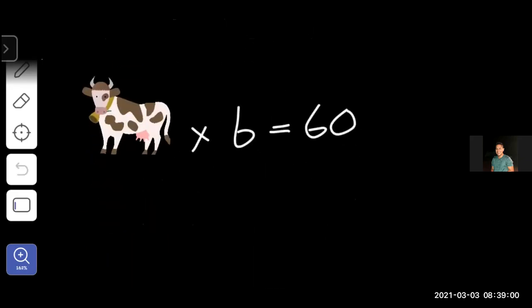Let's have a look at this one. You have a little milky cow, and a cow multiplied by 6 gives you 60. What is the value of the cow? 10. Okay, I know you answered this.